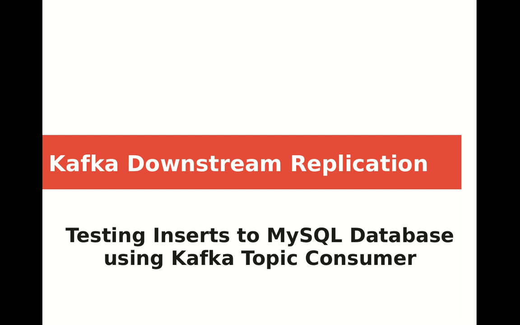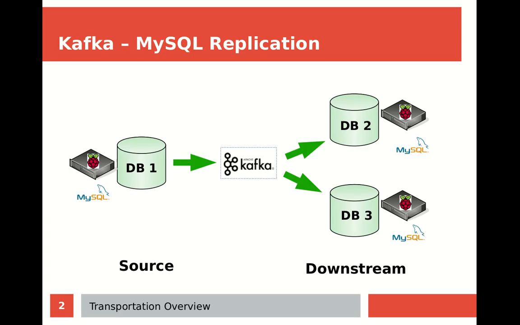Alright, let's get started. Today we're looking at Kafka downstream replication with MySQL and Kafka topic consumers during the process. Our setup today is 3 databases. They are not running MySQL replication. They're all 3 separate standalone databases running on Raspberry Pi with MySQL InnoDB, with our source database DB1 and our downstream standalone databases DB2 and DB3.